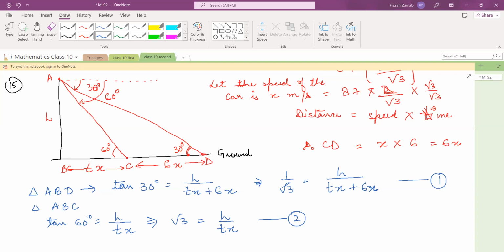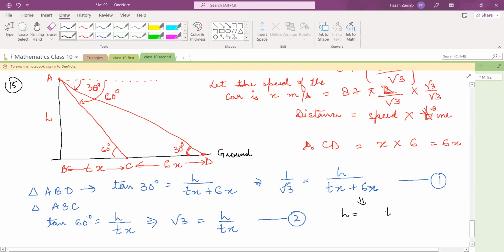So what will we do? We will try to eliminate one variable first of all. We can find the value of one variable from both the equations and then equate it. So from the first equation, if I find the value of h, what will it give me? This will give me h is equal to, h will become TX plus 6X divided by root 3. Is this okay?